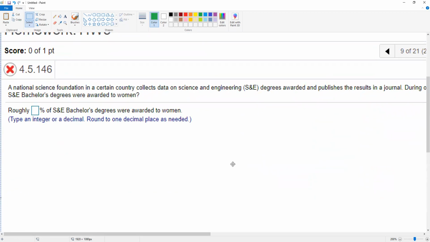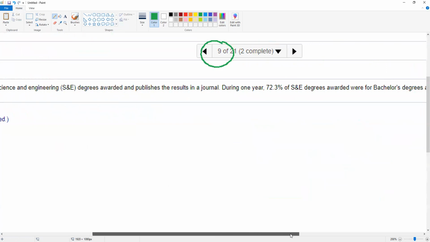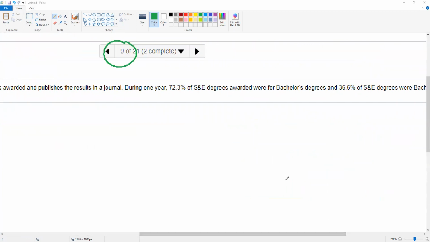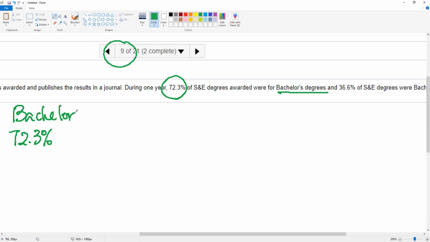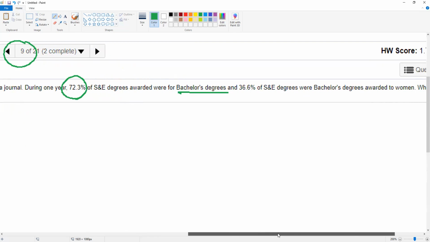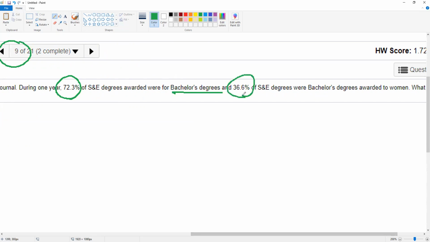It is question number 9. Let me see. Okay, here it is. Here's the probability: 72.3% is a bachelor degree. And this is another one: 36.6% is a bachelor degree awarded to women.